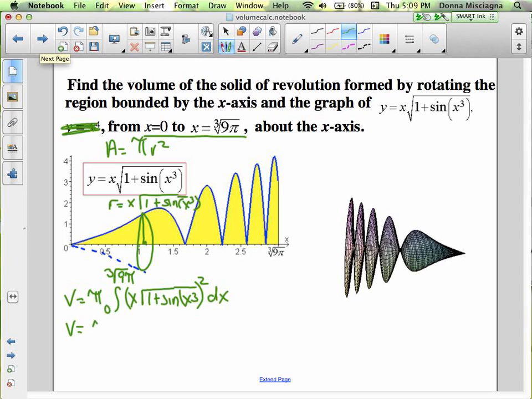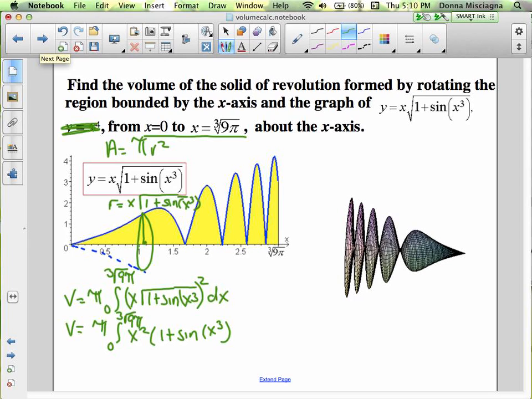All right, so now we have pi. I have my square in there. So the square and square root are going to cancel, right? There you go. The x is just going to become x squared. You just distribute, it's a product, so you distribute exponents to a product, not a sum or difference, but a product or a quotient. And so this is just x squared, and then this now becomes times 1 plus sine x cubed.